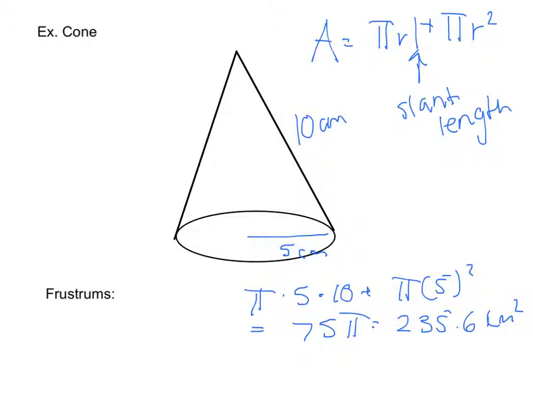Then we have a new term. Frustums are cones with their tops cut off. So if you ever encounter that, it looks something like that. Essentially, just a cone with its top cut off. How you'd have to find the surface area of that is, essentially, if you were given the values, you'd find the total surface area of a big cone and then minus the smaller cone.